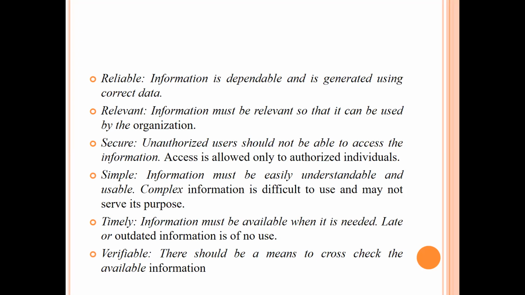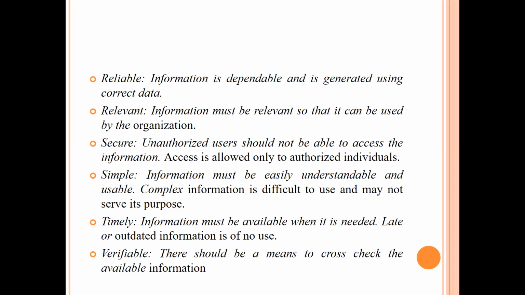What does it mean when you're a reliable person? It means people can count on you. It means when you use some information, it shouldn't be false. It should be reliable, it should be true, it should be correct. The next characteristic is that information should be relevant. It must be relevant so that it can be used by the organization.